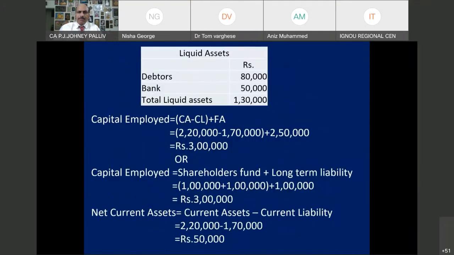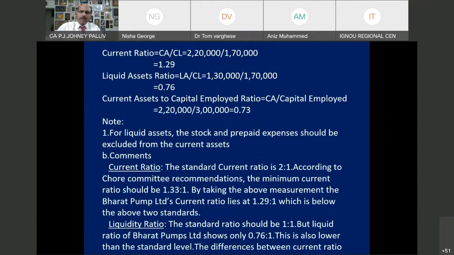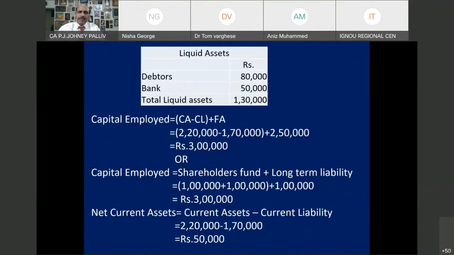So the formula for current ratio is very important, dear friends. Always you remember, what is the current ratio? Ratio is a relation between two figures. A current ratio is a relation between current asset and current liability. Therefore, CA divided by CL, current asset by current liability. In this example, current asset is 2,20,000, current liability is 1,70,000. Therefore, current ratio is 1.29. What is the next question?